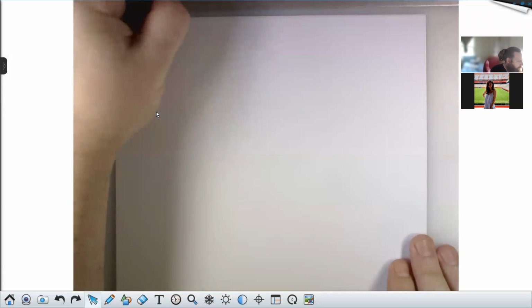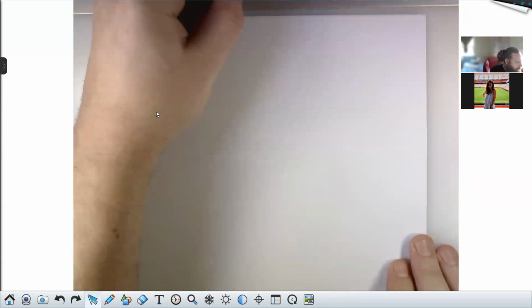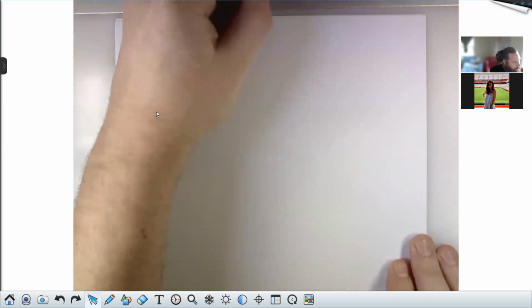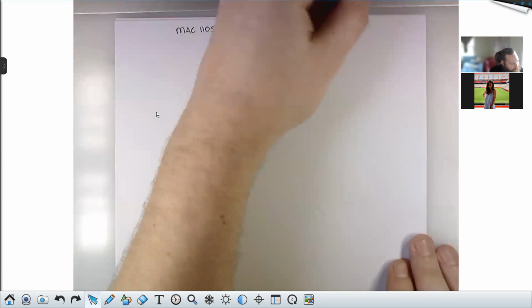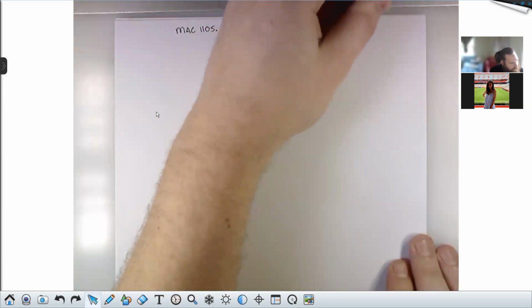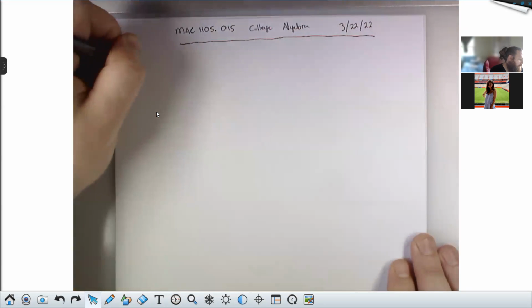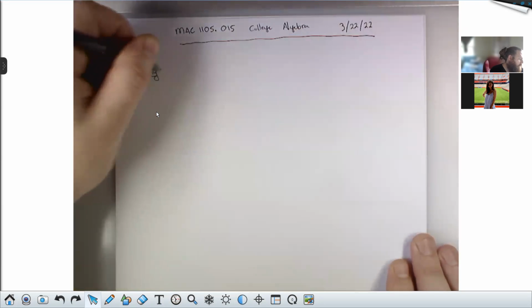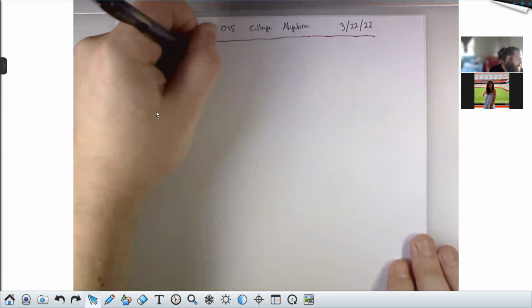Here we go. This is MAC1105, section number 015, which is college algebra. And the date today is the 22nd March 2022. Today, we're talking more about exponentials.